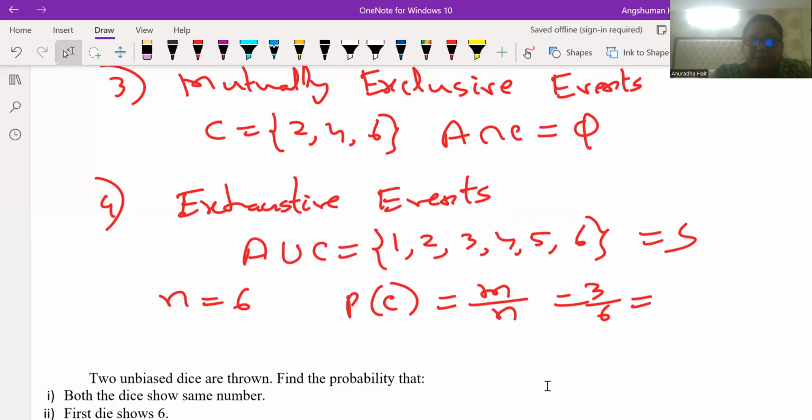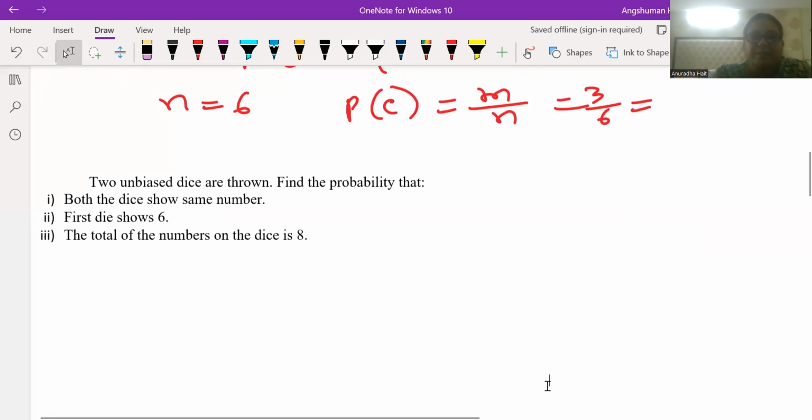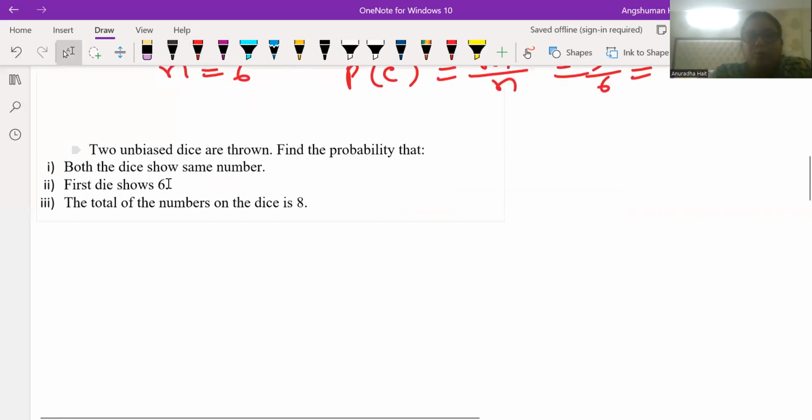There are some more definitions of probability. Now let us take some simple examples. The first example I have written here: 2 unbiased dice are thrown. We are throwing the dice. Find the probability that both the dice show the same number; first dice shows 6; and the total number on the dice is 8. So first we are going to define the sample space.